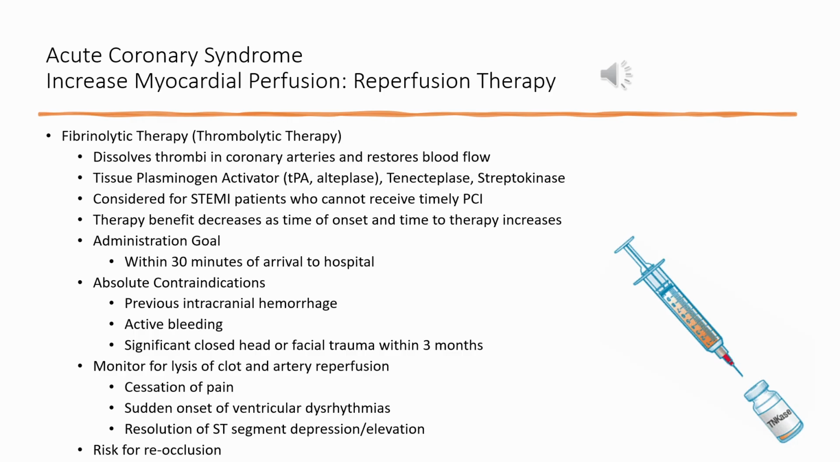But, and this is a big but, we also need to monitor for re-occlusion of the artery, because thrombolytic therapy doesn't necessarily prevent the clot from forming again. This is why these patients will oftentimes be started on aspirin and IV heparin to help maintain the coronary artery patency. So let's talk about some nursing considerations for these fibrinolytic therapies.